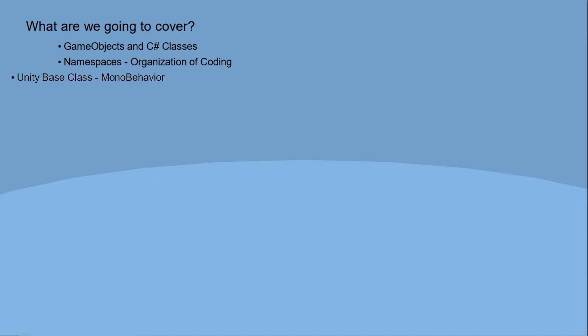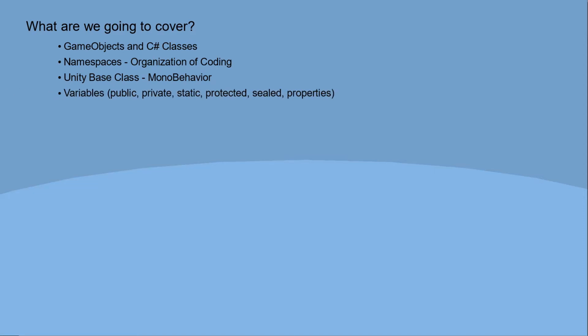So what am I going to cover? Well, I'm going to cover game objects and C# classes, what's the same, what's different about them, how to incorporate the two together. I'm going to talk about namespaces, organizing code, keeping things clean. We'll talk about the base class MonoBehaviour, when to use it, when not to use it, what it's for, what methods and variables are exposed. We'll talk about different kinds of variables and how to utilize them appropriately.